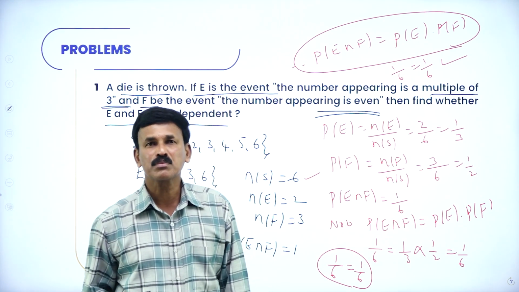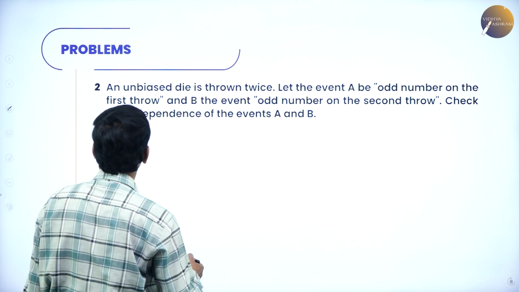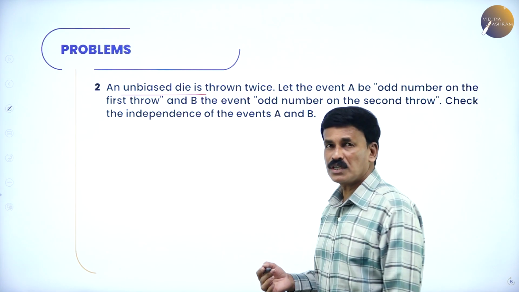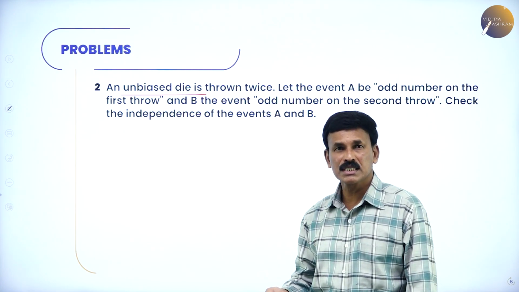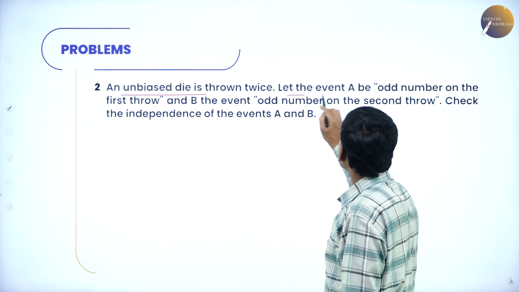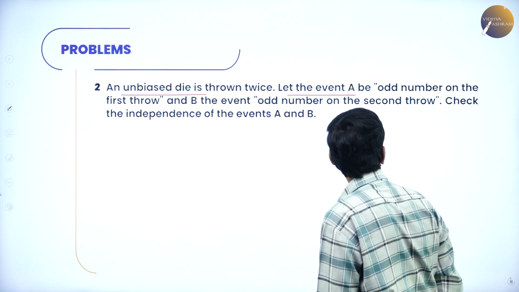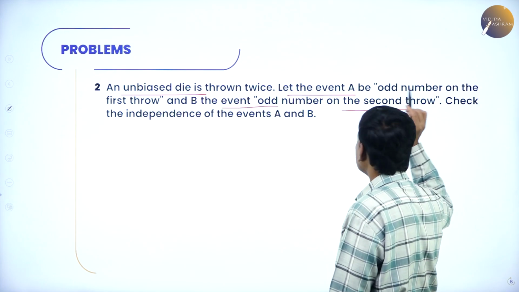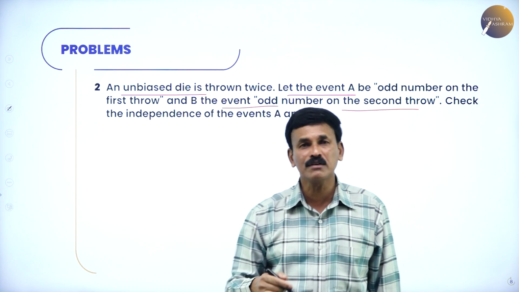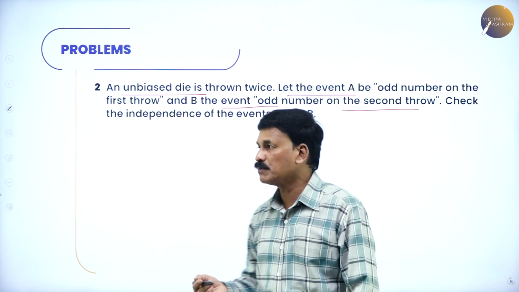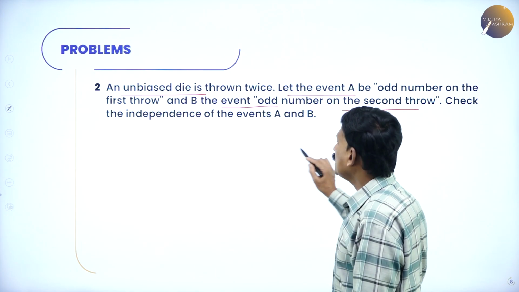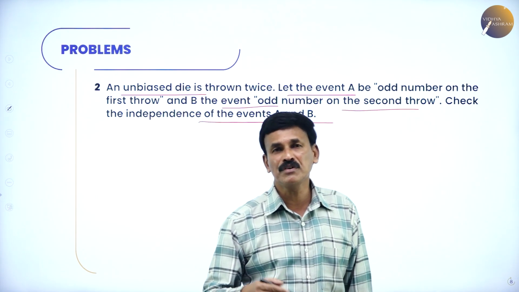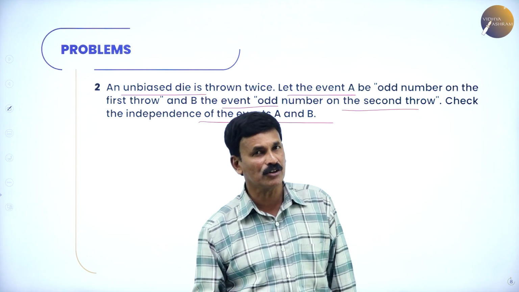Now, let us come to the next problem. What is the next problem? An unbiased die is thrown twice. Then, let the event A be an odd number on the first throw and B an event that is an odd number on the second throw. So, for the first throw it is an odd number, and for the second throw it is also an odd number. Then, check the independence of the events A and B. So, we have to verify whether the events A and B are independent or not.